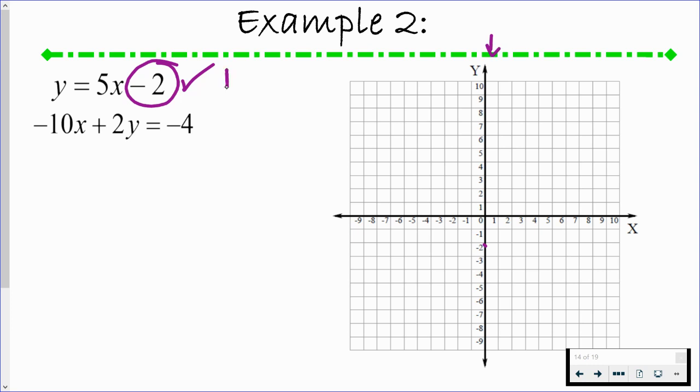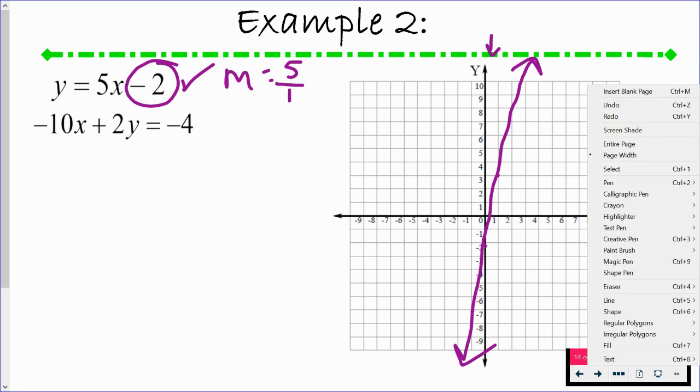Remember, you always start on the y-axis. My slope is 5 over 1. It's positive. So I am going to go up 5, right 1, up 5, right 1. Reverse. Okay, so now I'm going to go down 5, left 1. And here is my line.